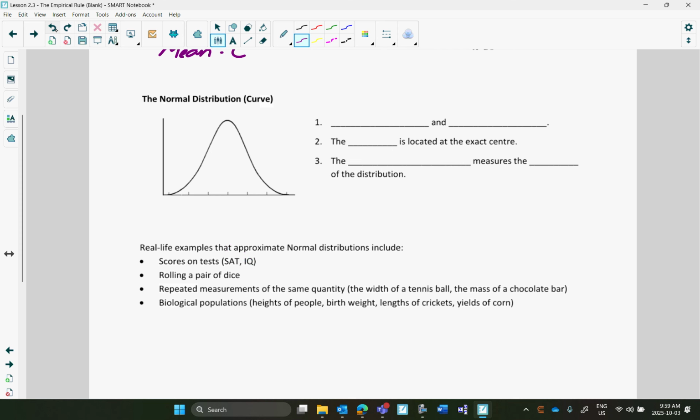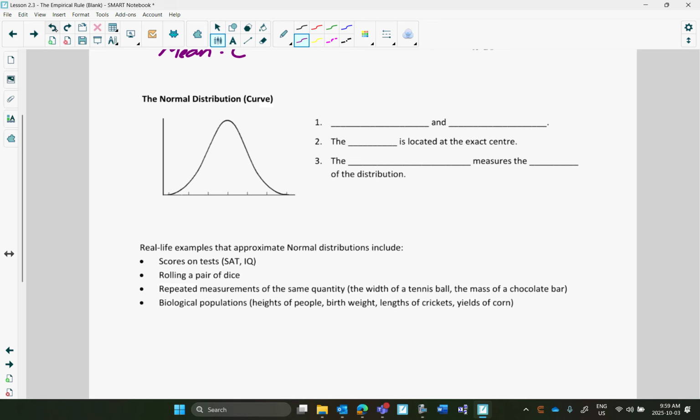Rolling a pair of dice. When you roll a pair of dice, it's a pretty low probability to get a 1 and 1, or a 2, as well as a 6 and 6, or a 12. If you roll two dice, the number where the probability is the highest is what number? What do you think? 7, right? So we would get 7 a lot of the time, and then we would get 8 and 6, and then 5 and 9, etc.